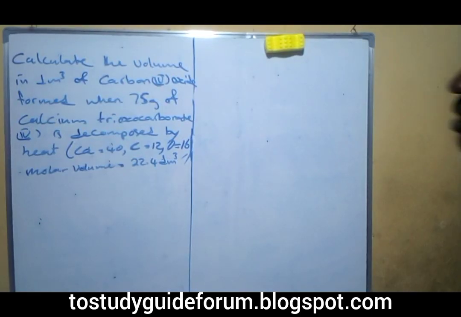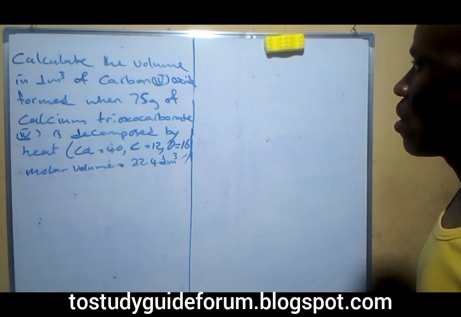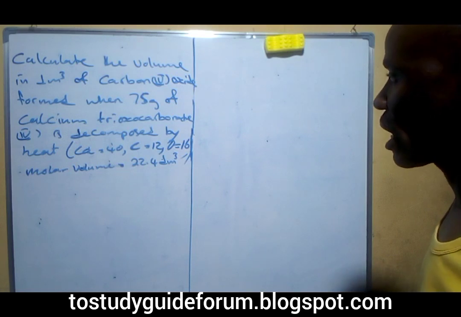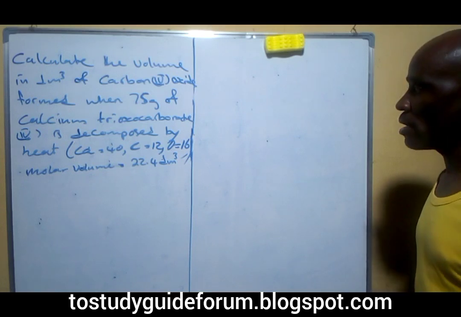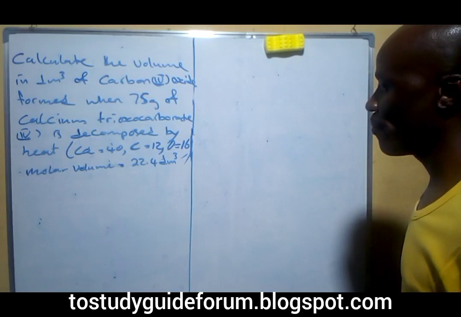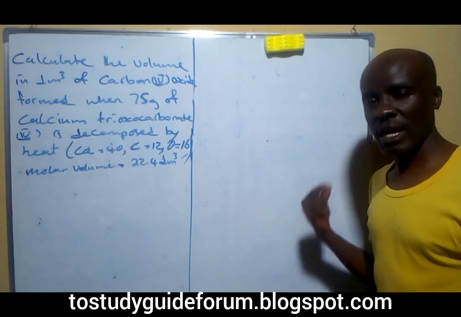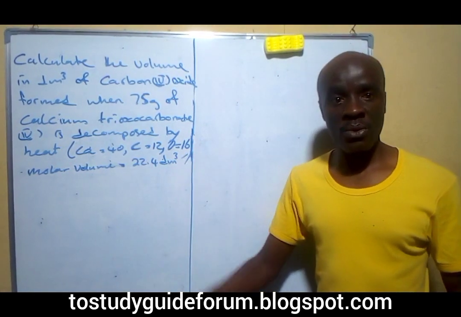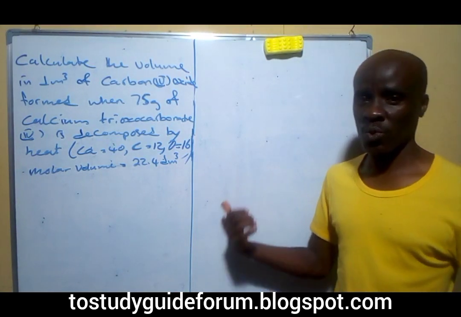Here we have another question. It says calculate the volume in dm³ of carbon(IV) oxide formed when 75 grams of calcium trioxocarbonate(IV) is decomposed by heating. When calcium trioxocarbonate(IV) is decomposed by heating, it liberates carbon(IV) oxide. Before we solve this, in every stoichiometric calculation, a balanced chemical equation is very necessary, like what I did in the other one. A balanced chemical equation will give you all the basic information you need whenever you're solving a question that has to do with stoichiometry.